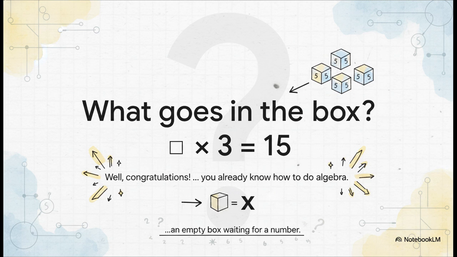Congratulations. That right there proves that through basic childhood counting, you actually already know how to do algebra. Literally, the only difference is we usually replace that little box with a letter, like X. That's the whole secret. A variable is just an empty box waiting for a number.